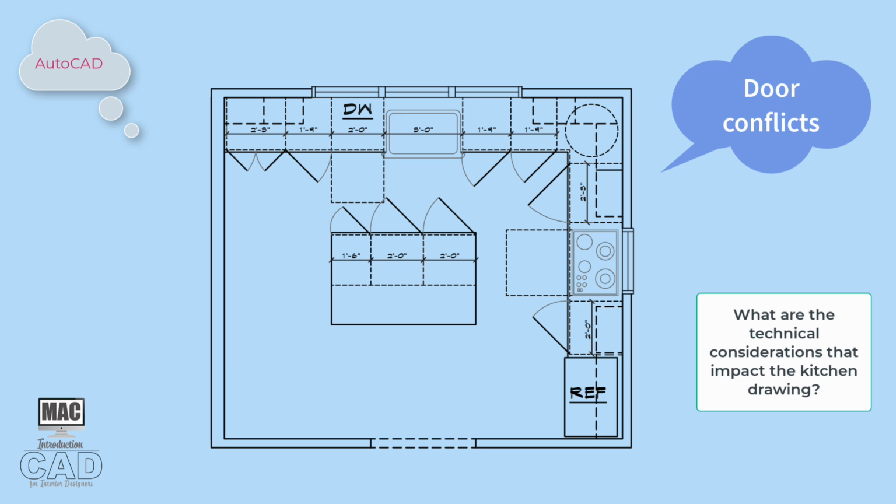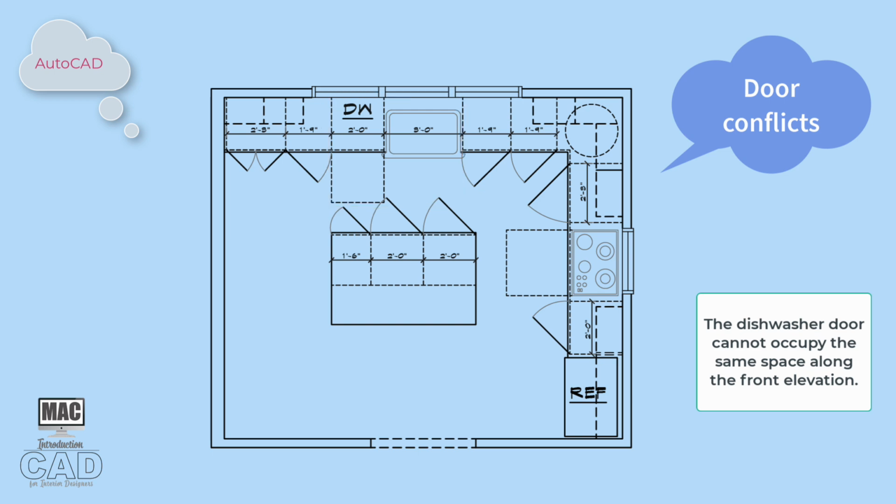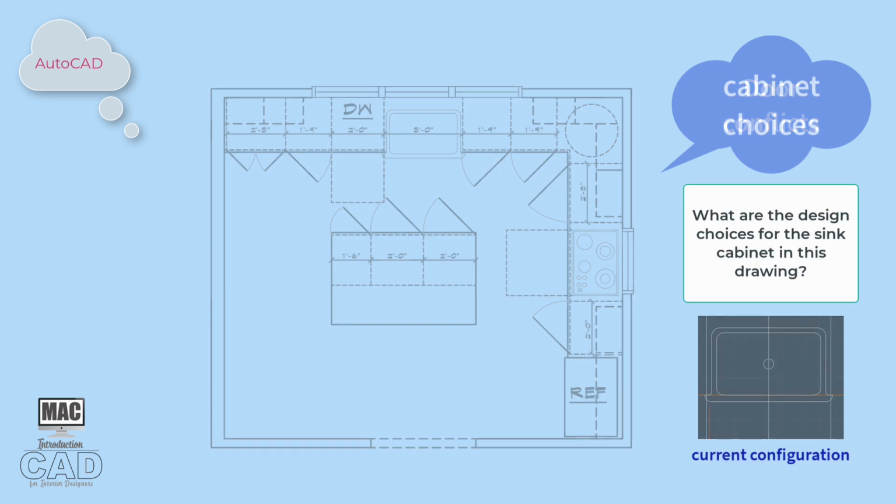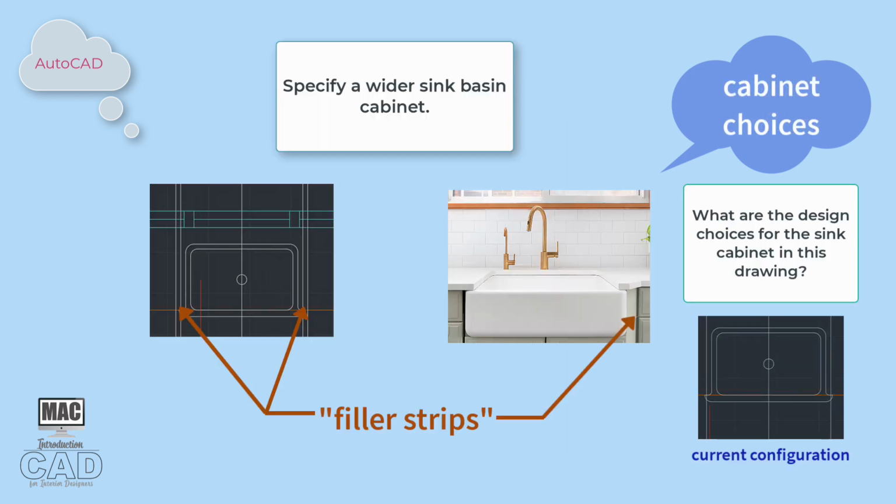Let's look ahead at the drawing development. If there is an adjacent dishwasher as you see here, does the door conflict with the overlap of the sink front? In this case, you can clearly see that there is a conflict between the front of the sink and the dishwasher door. This will need to be addressed. One way to address the spacing issue is to build out the sides of the sink cabinet with spacers or filler strips.